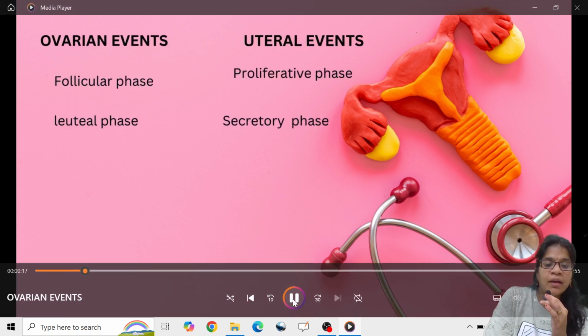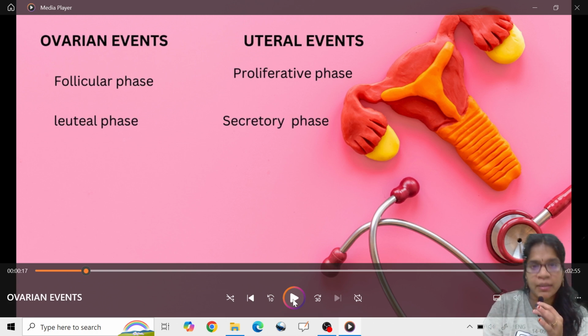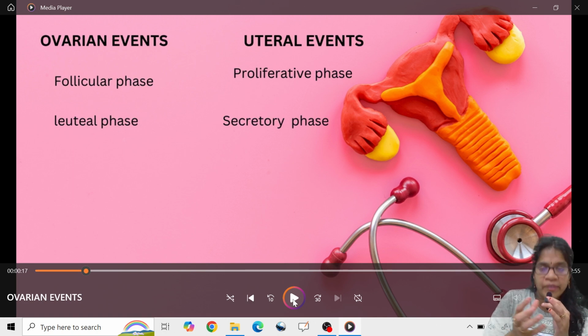See, here in the ovary there are two important phases. The first is called the follicular phase. What follicles are, I will describe in the next slide. The Graafian follicles are growing, so that is why it is called the follicular phase. It is the development of a follicle. That is what happens before ovulation, when the body is preparing in the follicular phase. And the second part is the luteal phase.